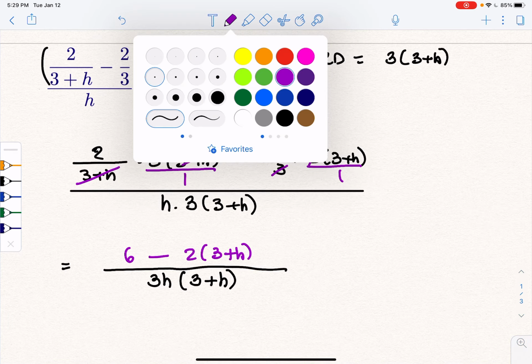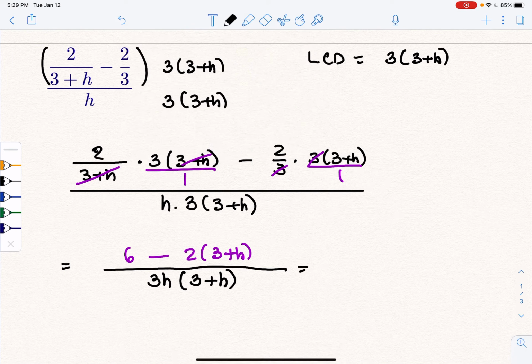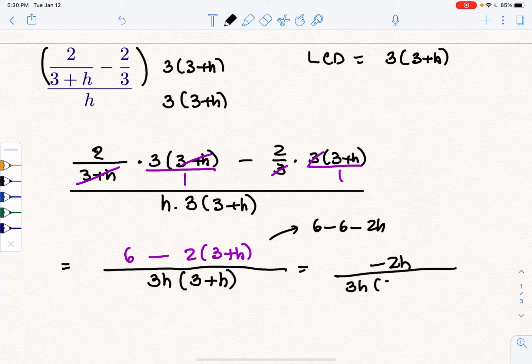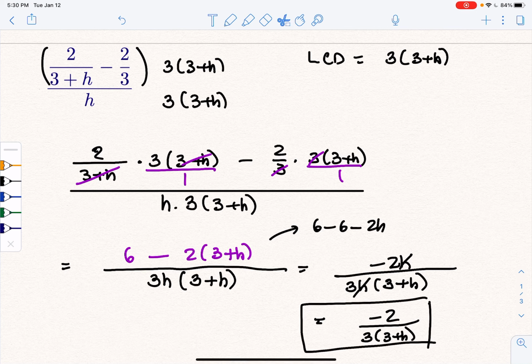Now, don't make the mistake of canceling out the 3 plus h's. We can't do that yet because 3 plus h is not a common factor to the entire fraction, just that second term. So our best bet right now is to simplify the numerator, which is 6 minus 6 minus 2h, or just negative 2h, all over 3h times 3 plus h. And would you know, the h's cancel each other out because they're a common factor. So we have negative 2 over 3 times 3 plus h. And that is our final simplest answer.